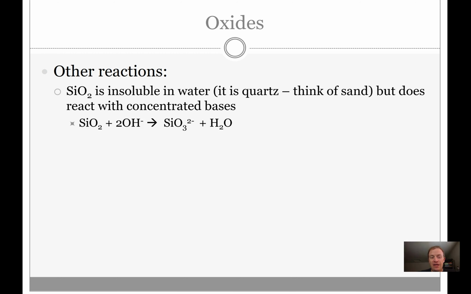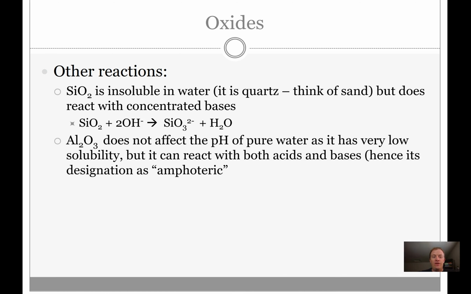All right, so SiO2, it doesn't really dissolve in water, so it doesn't react with water the way that the other ones do, but it will react with a base. So whatever the base is, that's got hydroxide ions in it, it will react with that. So in that sense, it acts as an acid.